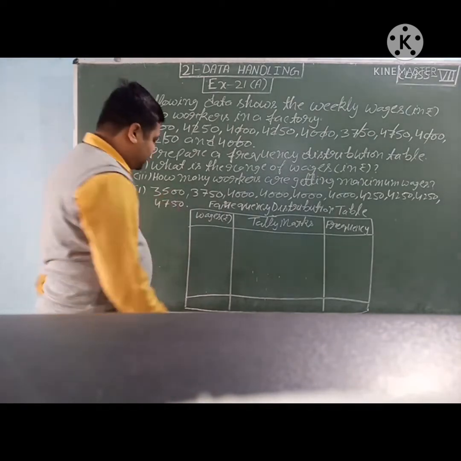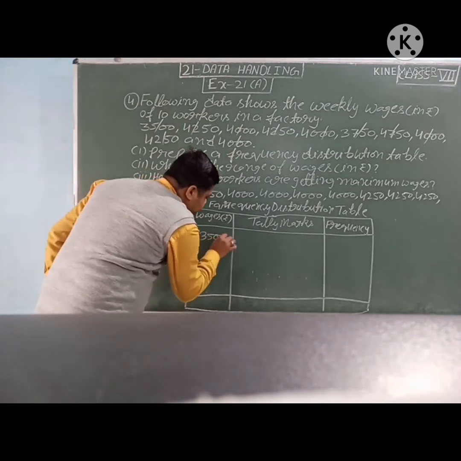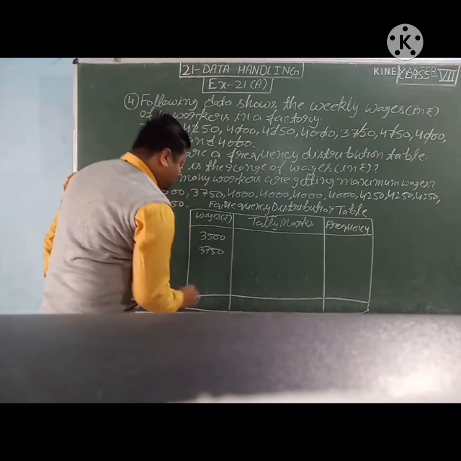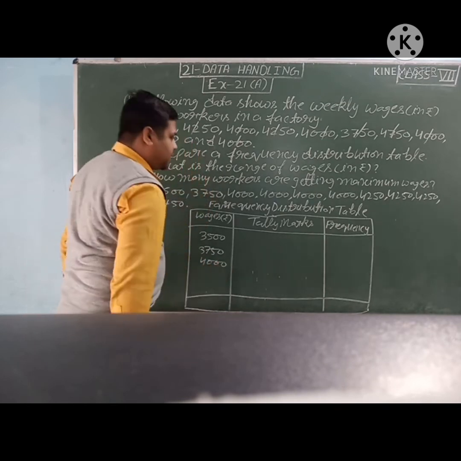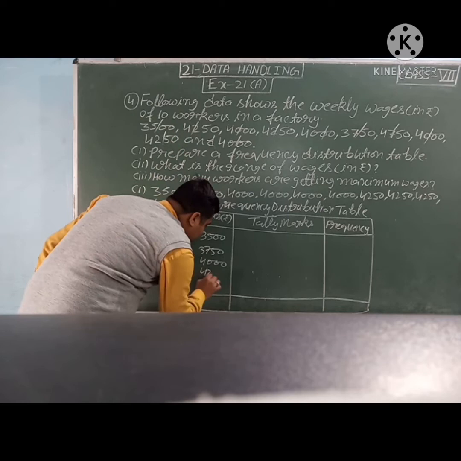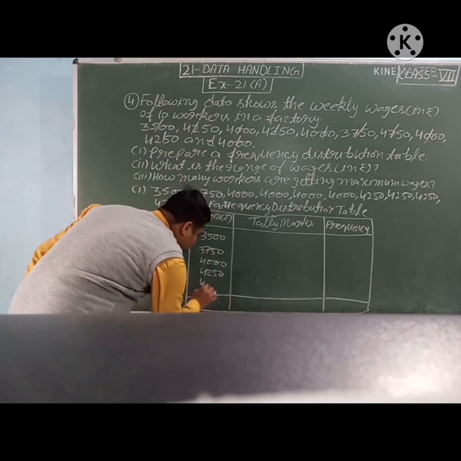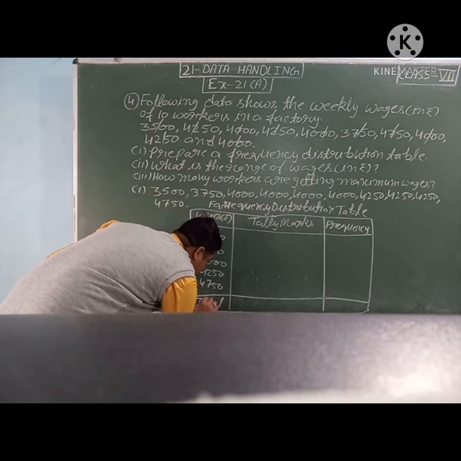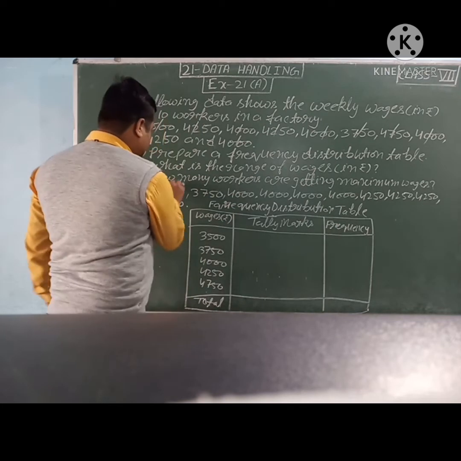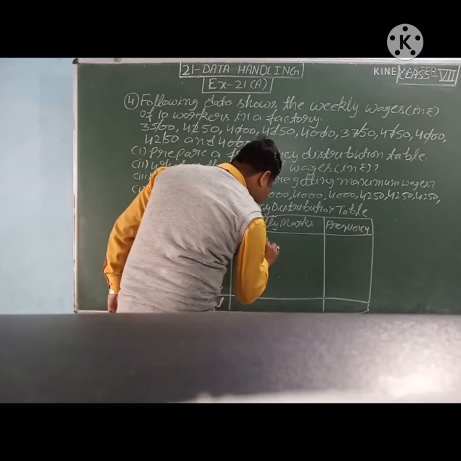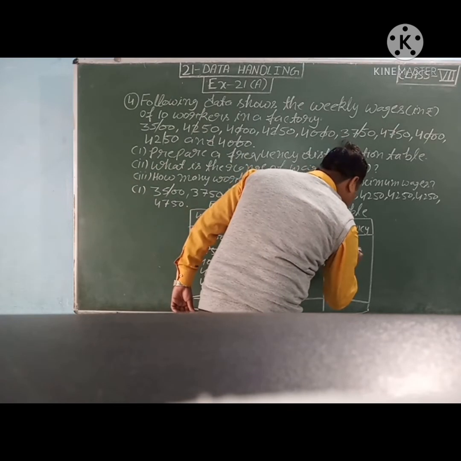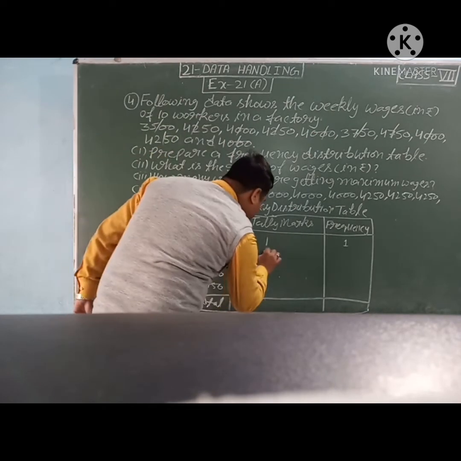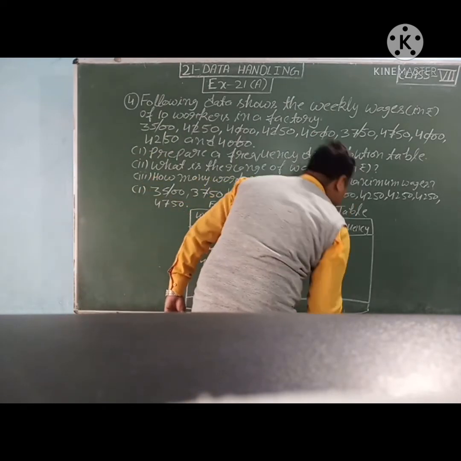Now 3,500 we will take first. Then next 3,750. Then 4,000. Then 4,250. Then last 4,750. Here we will write total. Then how many times 3,500? One time. So one tally mark, and here 1. 3,750 one time. So 1, here also 1.